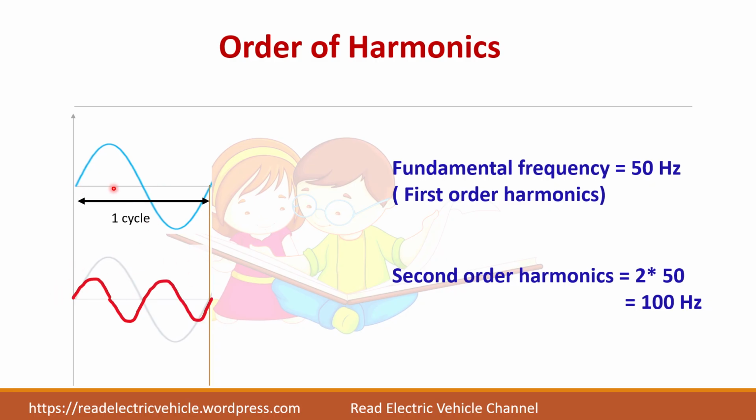For 50 Hertz, we saw 20 milliseconds as the total time period. For 100 Hertz, 1 by 100, which is nothing but 10 milliseconds. So the total time period should be 10 milliseconds for a sine wave. That is the 100 Hertz. Or you can see that here you get two sine waves in one cycle of a 50 Hertz. Then we call this the second order harmonics.